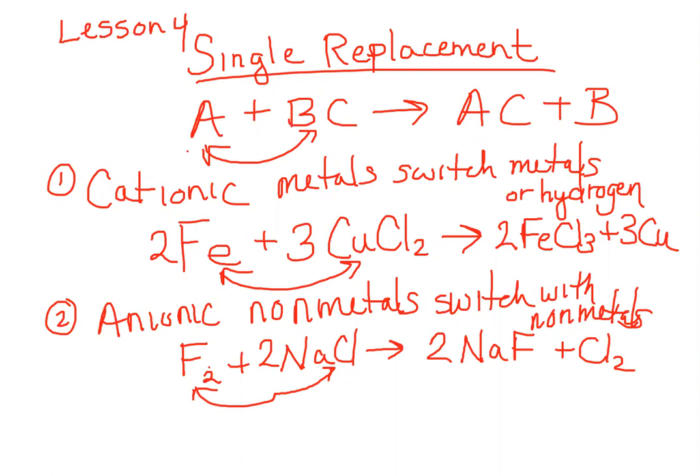So let's look at some examples of that. First of all, let's see, where do I want to start? We'll just start here in your notes where it says predicting products. Okay, just so you know that the cationic is when metals switch with metals, or hydrogen if hydrogen is there, or anionic where non-metals switch. All right, so let's look at the examples in your notes where it says single replacement reactions predicting products.